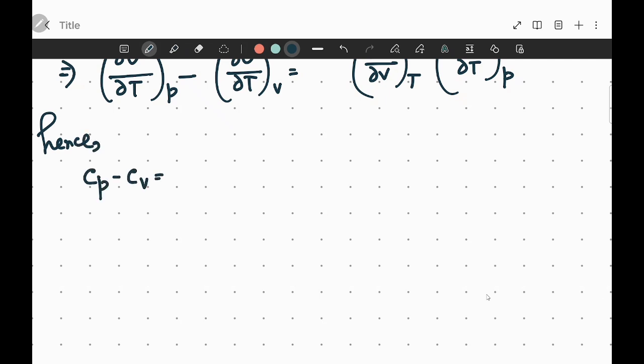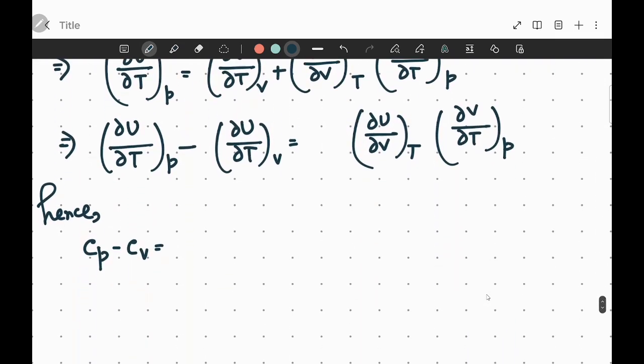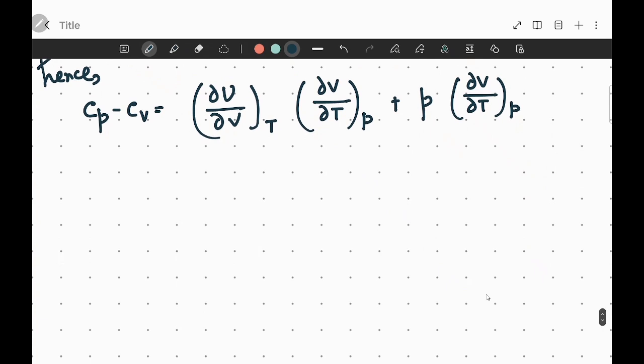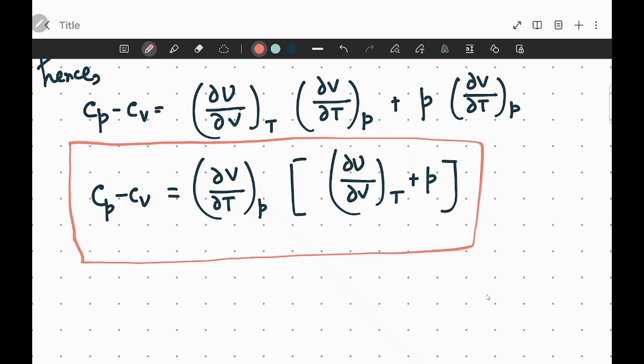CP minus CV, we just have to insert this result here. So write it: del U del V at constant T into del V del T at constant P, and plus there was another term, P del V del T at constant P. Now take common del V del T at constant P, and you will have del U del V at constant T plus P. So this is one of the formulas.